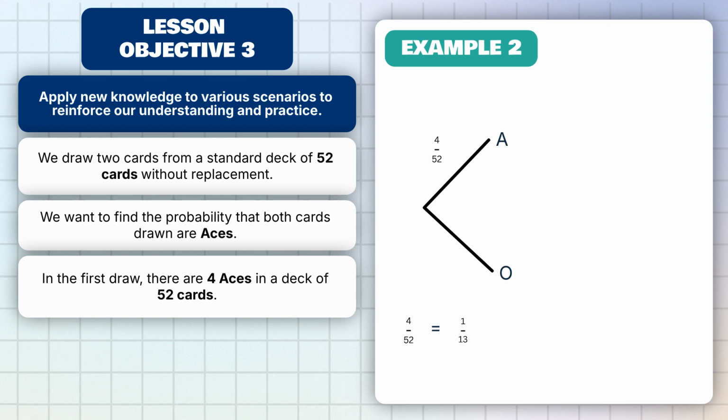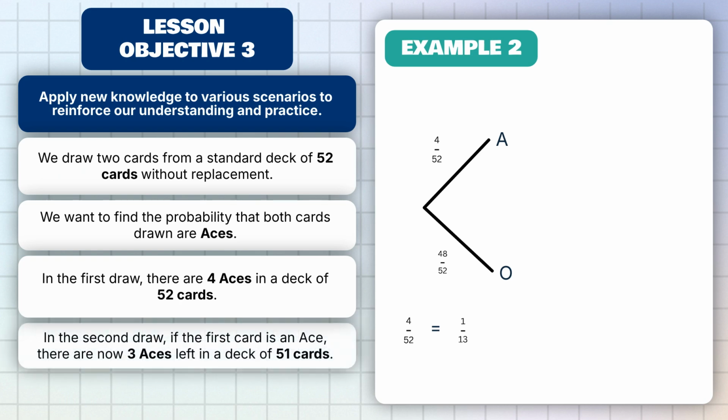The probability of not drawing an ace on the first draw is 48 out of 52, or 12 out of 13. In the second draw, if the first card is an ace, there are now 3 aces left in a deck of 51 cards. The probability of drawing an ace on the second draw, given the first was an ace, is 3 out of 51, or 1 out of 17.